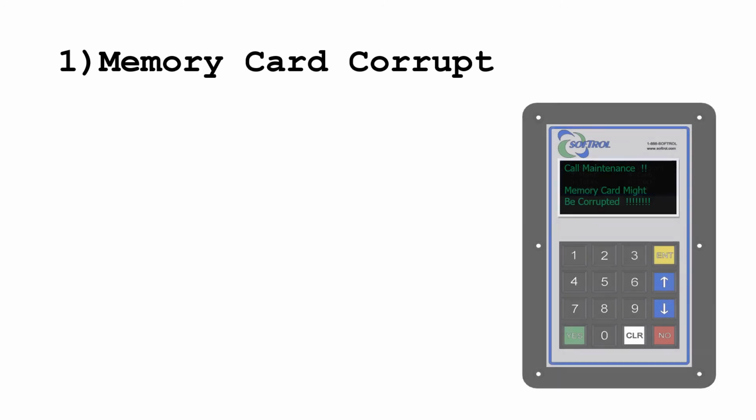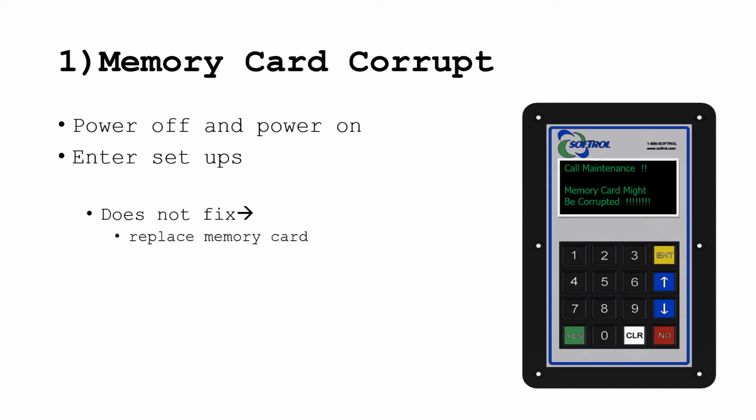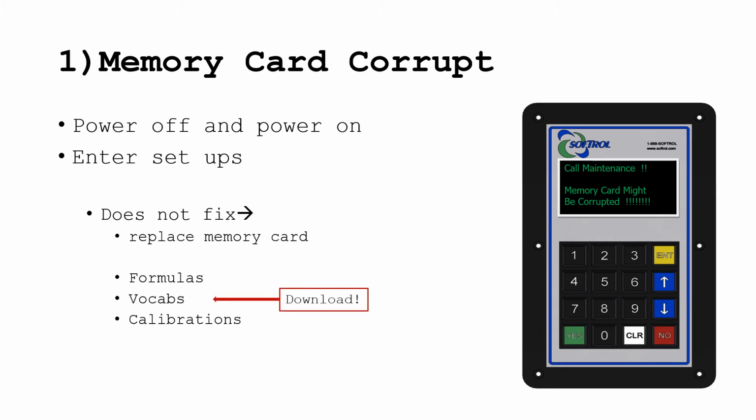1. Memory card corrupt. If the display looks like this, power the system off, then power it back on, and enter the machine setups. If this does not fix the problem, then the memory card is corrupted and should be replaced. Note: the formulas, vocab, and calibrations should be downloaded from the computer.